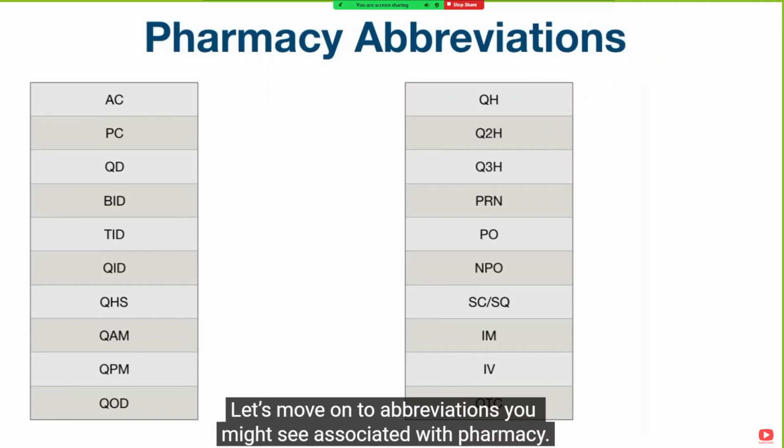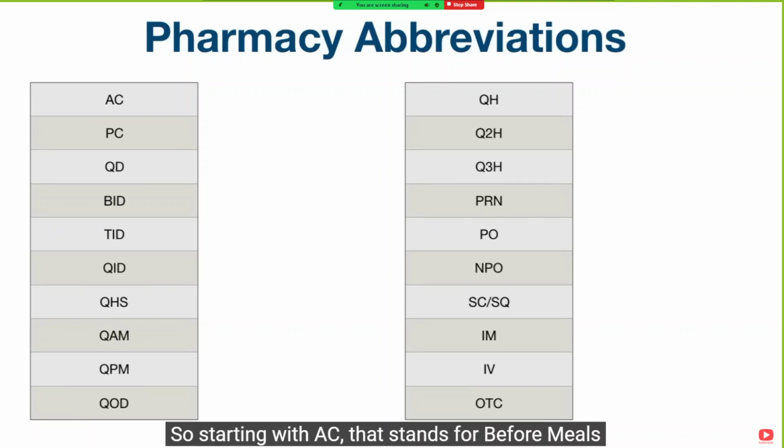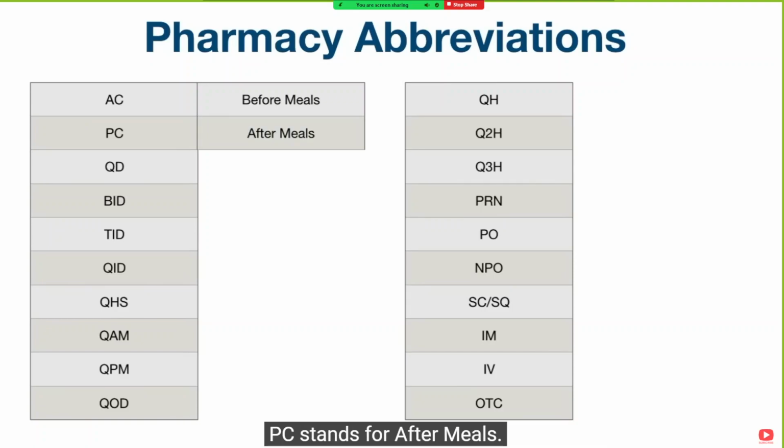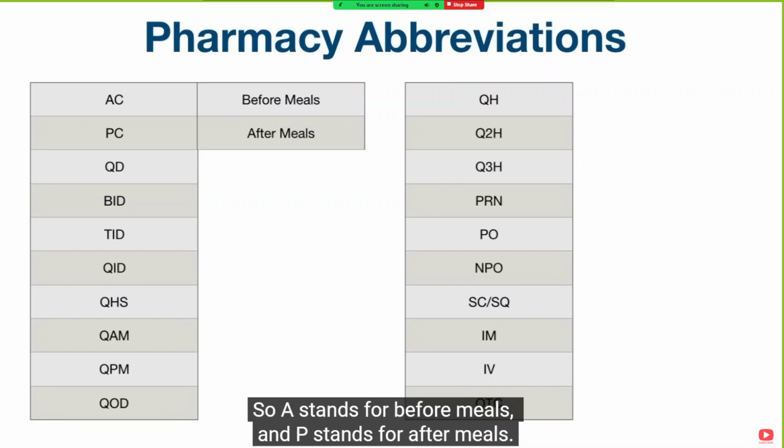Let's move on to abbreviations you might see associated with pharmacy. Most of these have to do with the frequency in which you give a medication. Starting with AC, that stands for before meals. PC stands for after meals. The way you can remember this is A comes before P in the alphabet. So A stands for before meals and P stands for after meals.